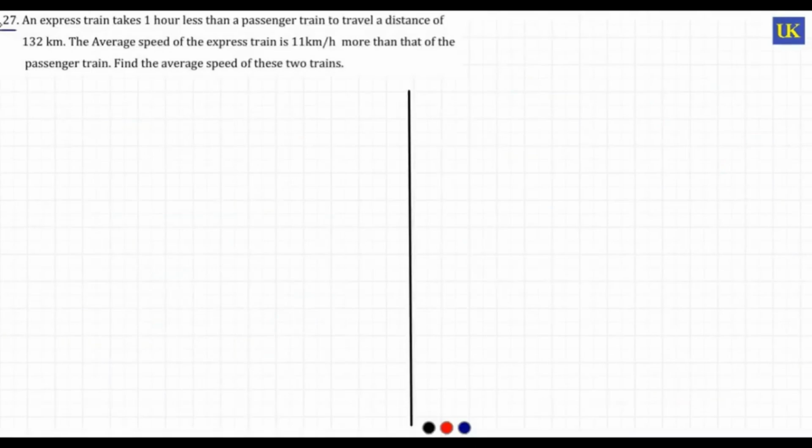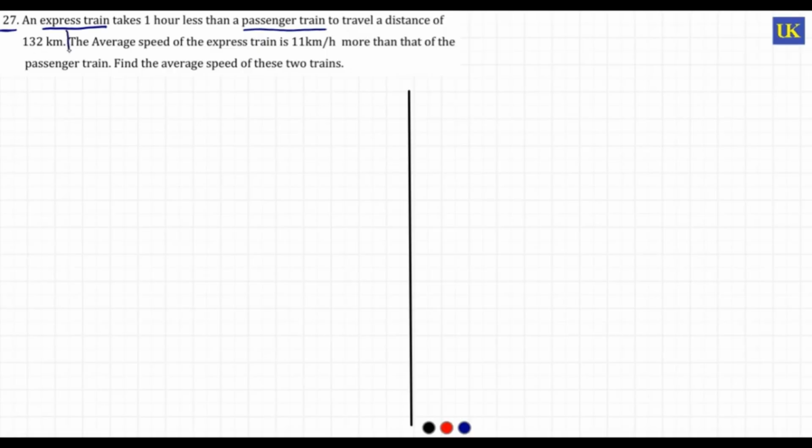Now, so we'll be solving the 27th sum now. Here they say that an express train takes 1 hour less than the passenger train to travel a distance of 132 kilometers.